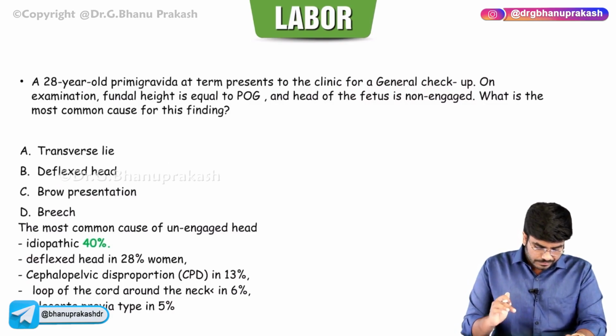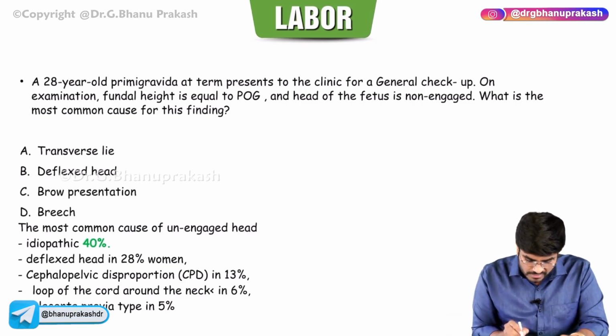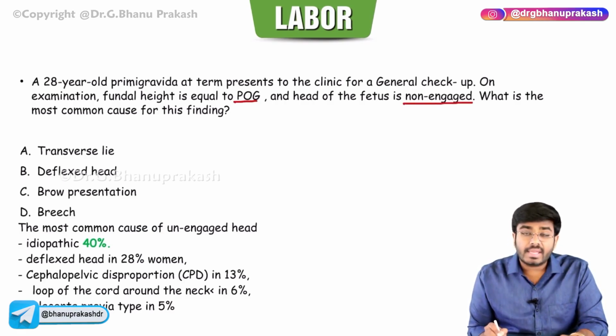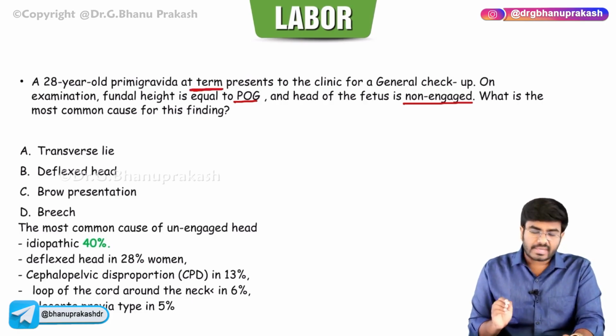Now try to answer this. A 28-year-old primigravida at term presents to the clinic for a general checkup. On examination, fundal height is equal to the period of gestation and the head of the fetus is non-engaged. Right now she is at term. What is the most common cause of this finding?